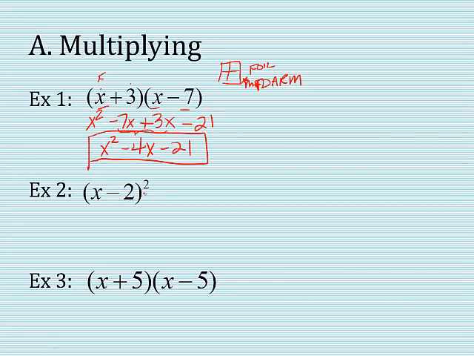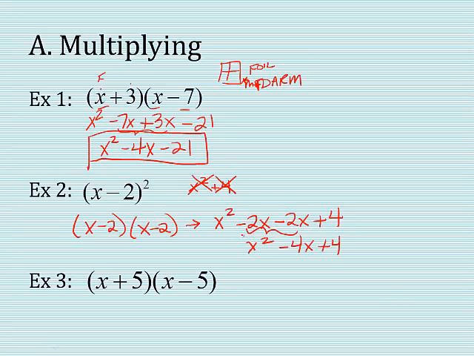Example 2, x minus 2 squared. Now, it is not x squared plus 4. That does not work. That is breaking all mathematical laws. What this is really is x minus 2 times x minus 2. And then you would use box or FOIL, whatever method you want. First terms is x squared, outer minus 2x, inner minus 2x, last plus 4. So again, I can combine my middle terms to minus 4x plus 4.